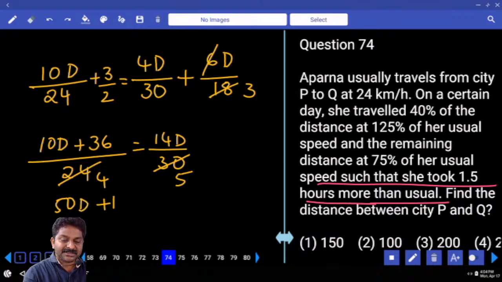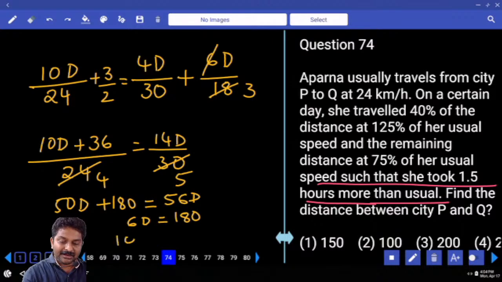50D plus 180 is equal to 50, 60. 60 is equal to 180. 10D is equal to 180, so D is 30, and 10D is 300.